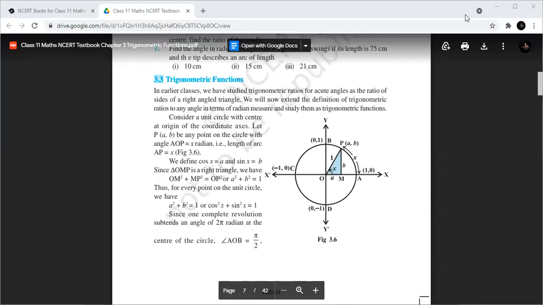Now in 10th, you introduced trigonometric ratios. Those were defined, children, in a right angle triangle. So when they were acute angles, the ratio of the sides were defined as those 6 ratios that you studied. And now we are going to see those as trigonometric functions. Okay, so what are you going to learn here?